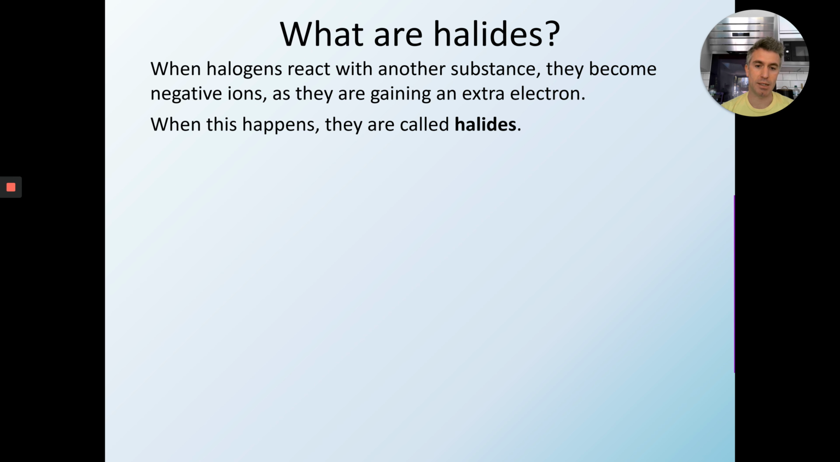Fluorine, when it reacts, becomes fluoride. Chlorine, when it reacts, becomes chloride. Bromine, when it reacts, becomes bromide. And iodine, when it reacts, it's a weird sounding one, iodide. Iodide, bromide, chloride, and fluoride.